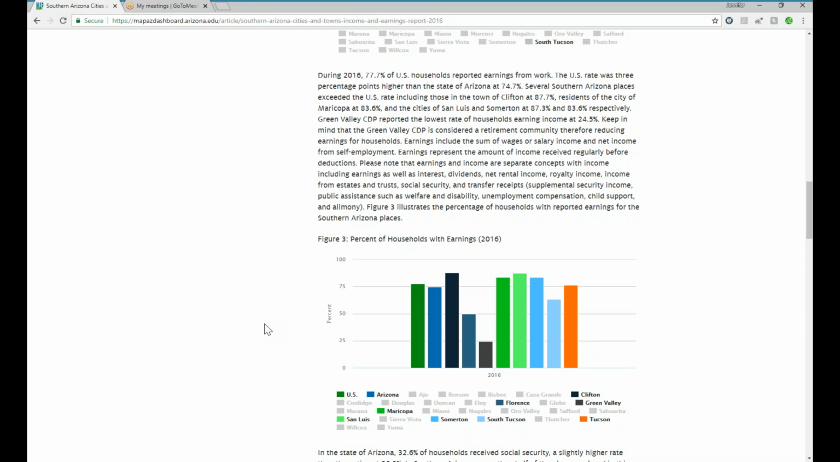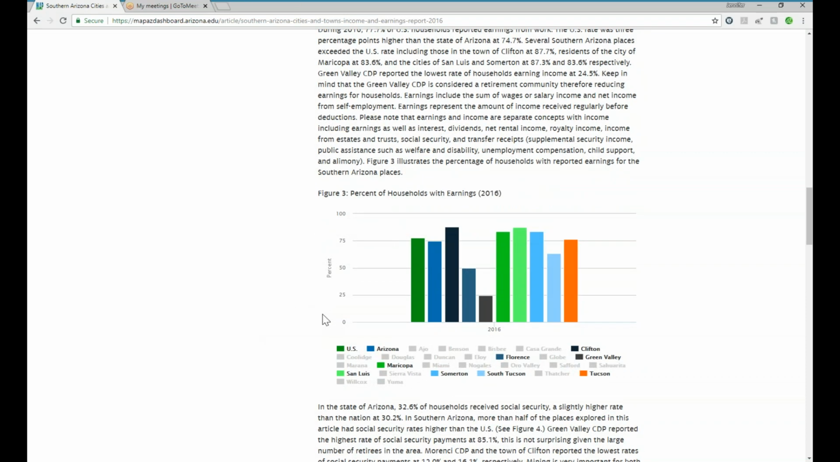So for the most part, you would expect income to be higher than earnings, because income includes earnings plus all of those things I just mentioned: dividends, interest, rental income, Social Security. So we tend to see that our income measures are higher than our earnings. This particular graph looks at the percentage of households with earnings. So this is just, are you reporting wages, salary, or income from your own business?